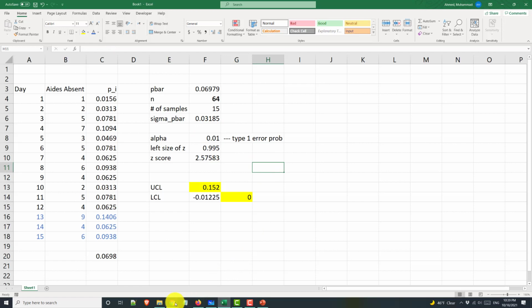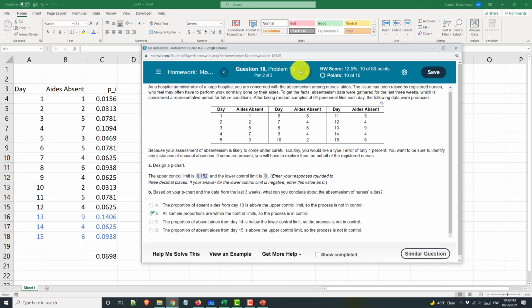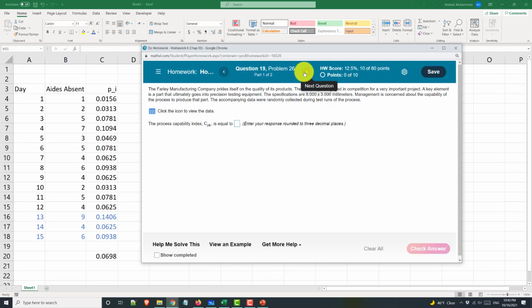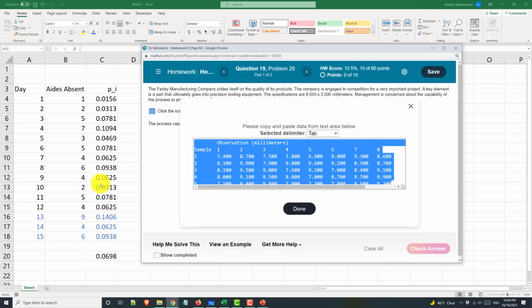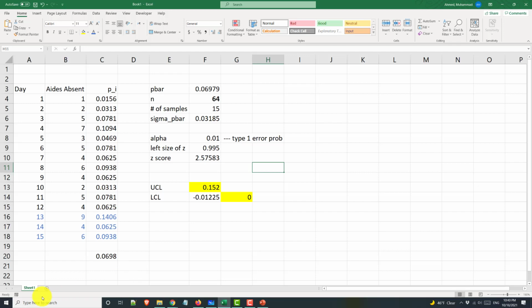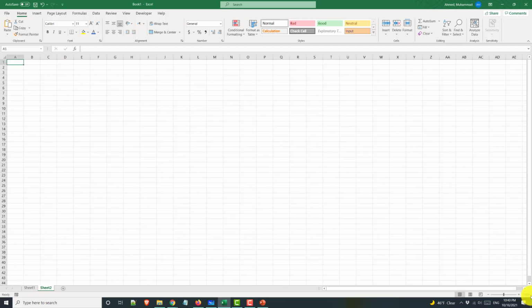Okay, let's do the second problem. The second problem we're going to do is this one. We have to find process capability metrics of CP and CPK, and we're given some data. So again, we're going to select this button, do Control C, and come to a new Excel worksheet.